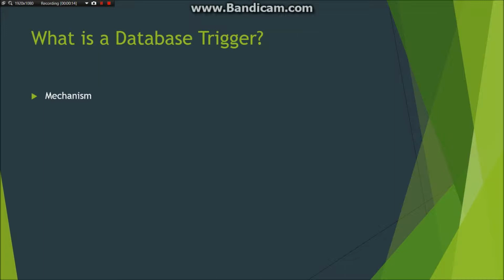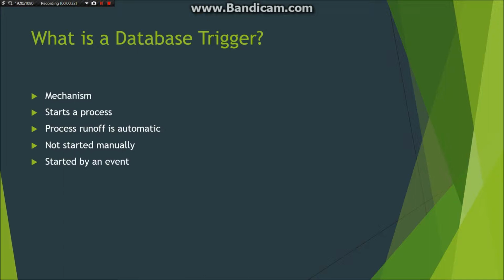A database trigger is a mechanism like the real one, like on guns. It starts a process which runs off totally automatically, so you cannot interrupt it, and it's not started manually, so I cannot start it by myself. It is started by an event. This event, in databases, can be all the basic functions and data manipulation, like insert, update, or delete.